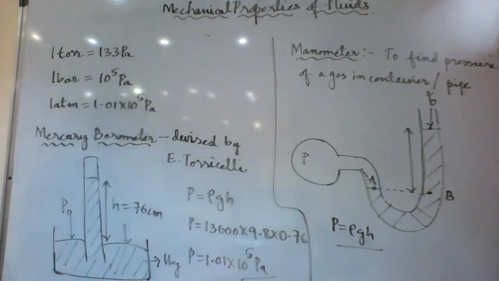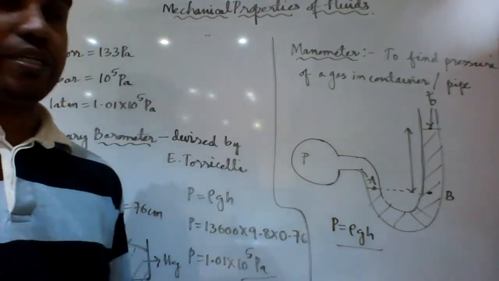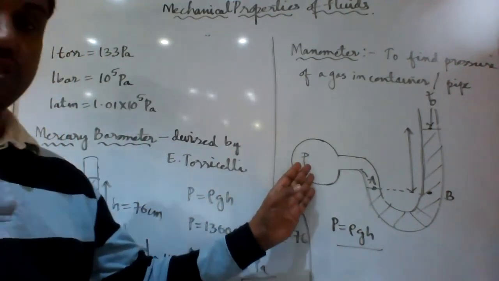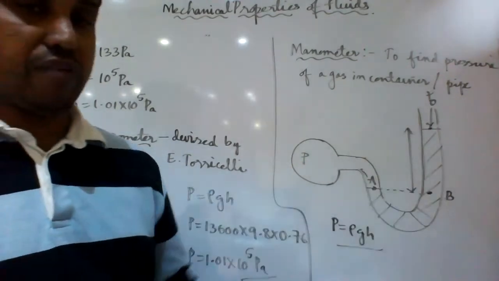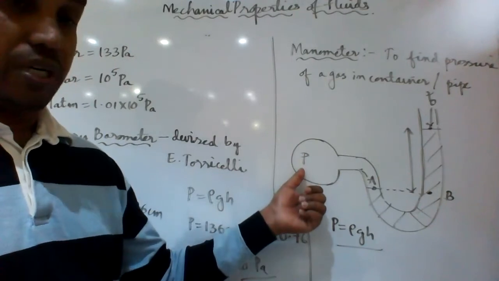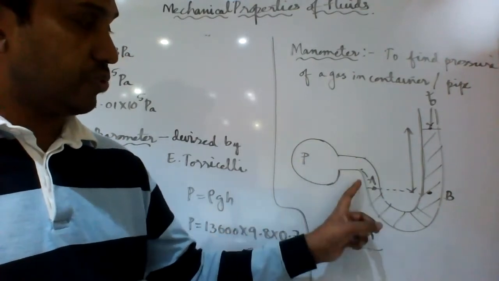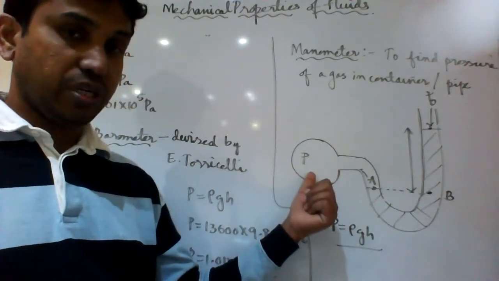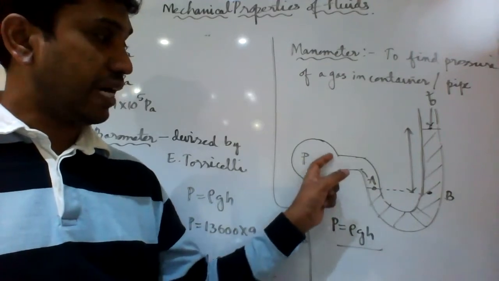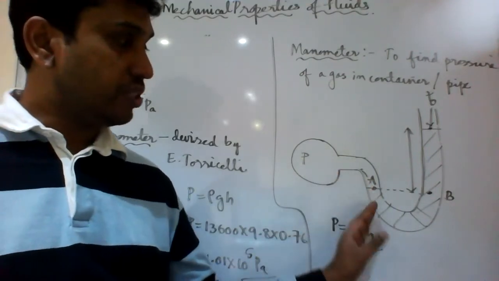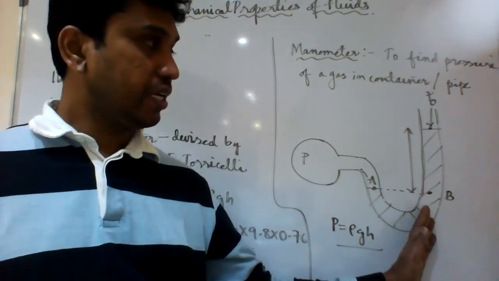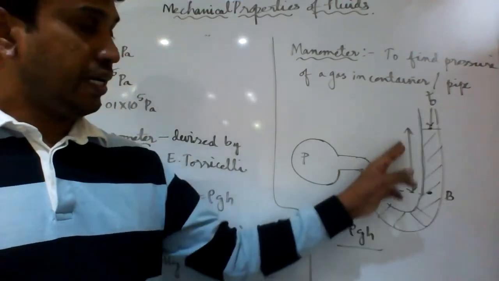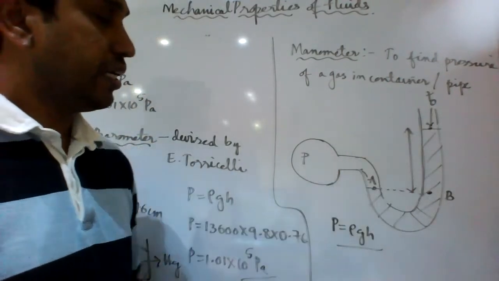Next one, the manometer. A manometer is a device used to measure the pressure of a gas in a container or a pipeline. There is a chamber, and we have connected the pipe to it, and we want to find out the pressure P. When we connect this U tube to the pressure chamber, the pressure acts on point A, and the fluid is pushed down on one side and moves up on the other side, and because of this there is a height h.